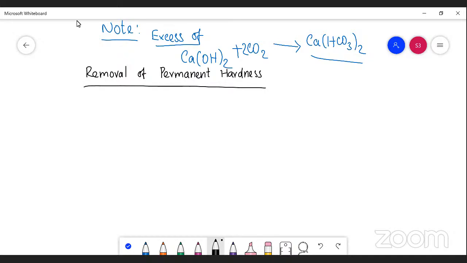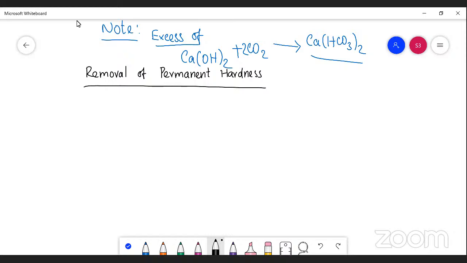What chemicals are responsible for causing permanent hardness? You know that it is the chlorides and the sulfates of calcium and magnesium. If the chlorides and sulfates of calcium and magnesium are removed from water, then the permanent hardness of water is removed. So the main objective is to remove the chlorides and sulfates of calcium and magnesium.